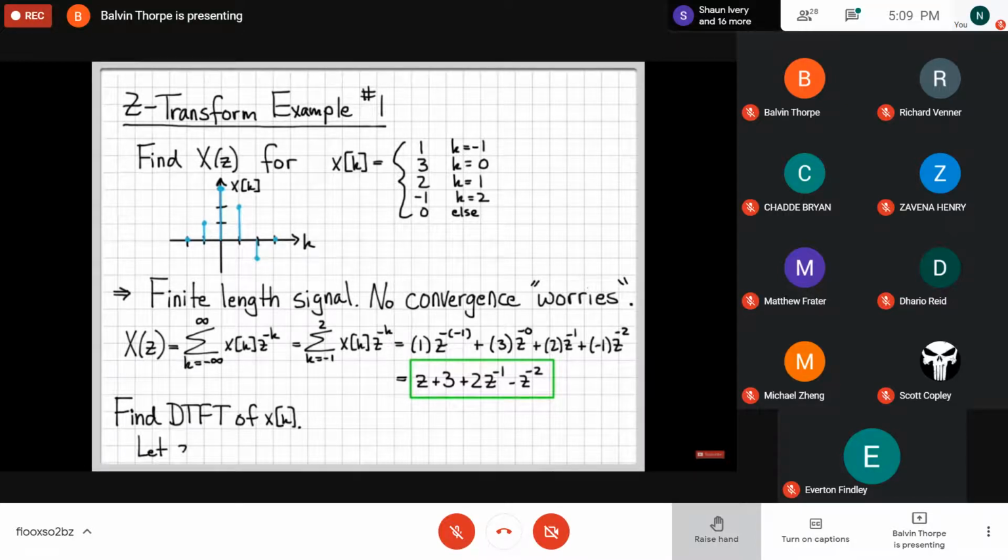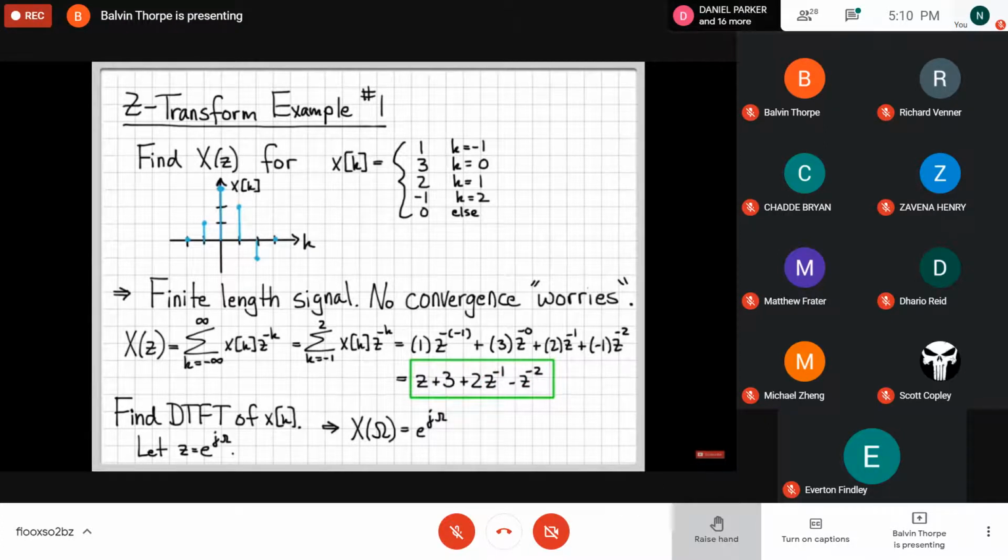We can get the DTFT out of this Z transform just by evaluating it on the unit circle. What does it mean to evaluate on the unit circle? It means pick the points that are unit magnitude away from the origin. That is the set of points z equals e to the j omega, because as omega changes from 0 to 2 pi, it maps out a circle in the complex plane. So I can get X of omega by simply replacing every z in this equation by e to the j omega.